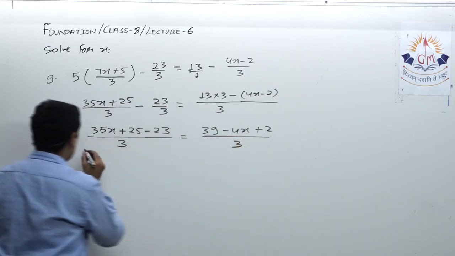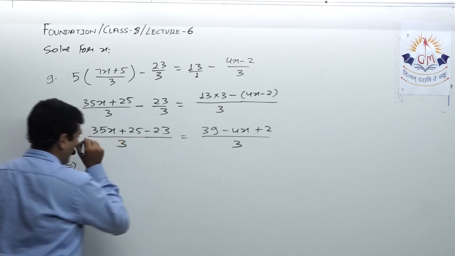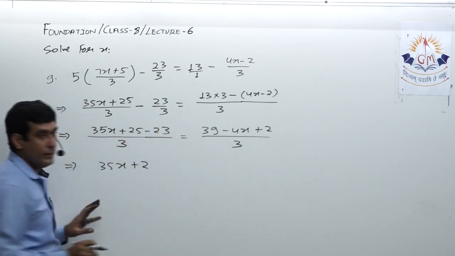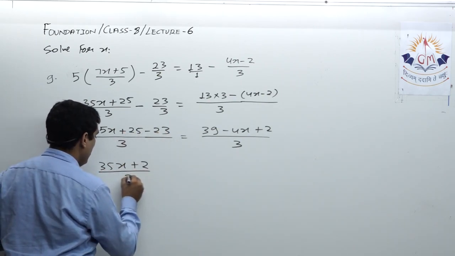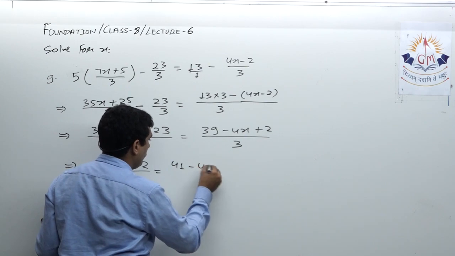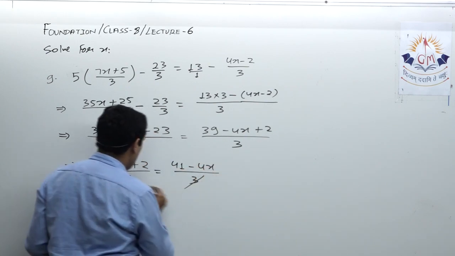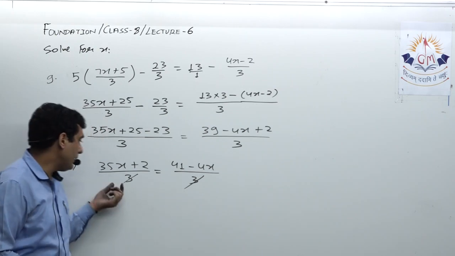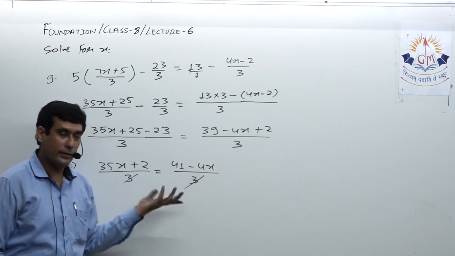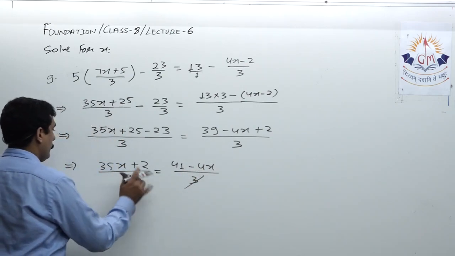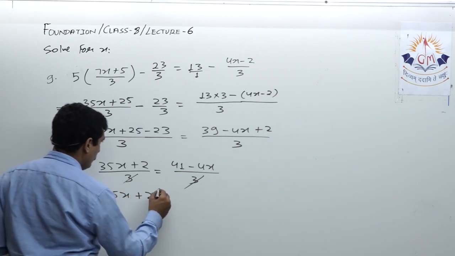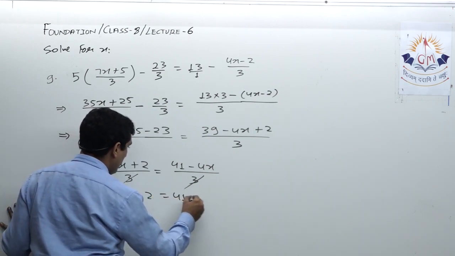Now I can cancel these two 3's, but before that, here 35x plus 2, 25 minus 23 is 2, divided by 3 is equal to 39 plus 2, that is 41 minus 4x divided by 3. So I can cancel these two 3's, or you can say if I take this 3 to the other side, then it will be numerator and then I can cancel. So these two terms are cancelled. So I am left with 35x plus 2 is equal to 41 minus 4x.